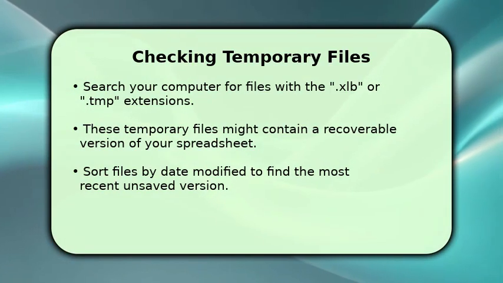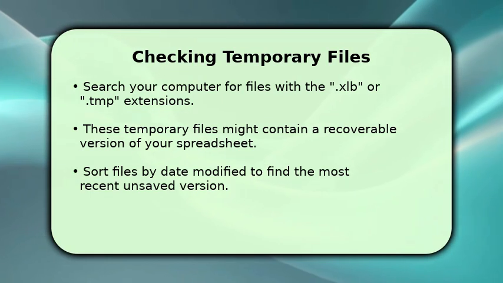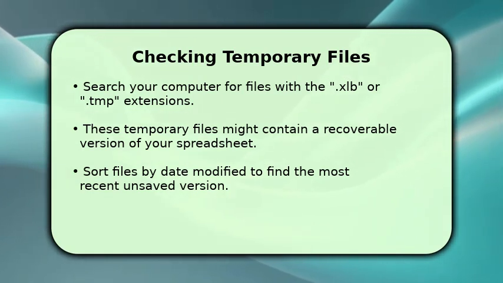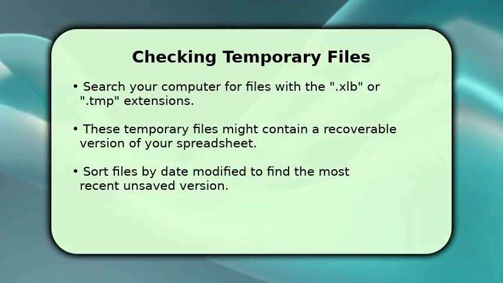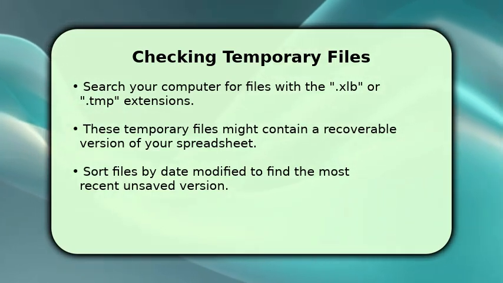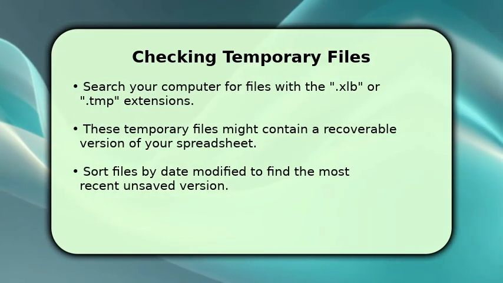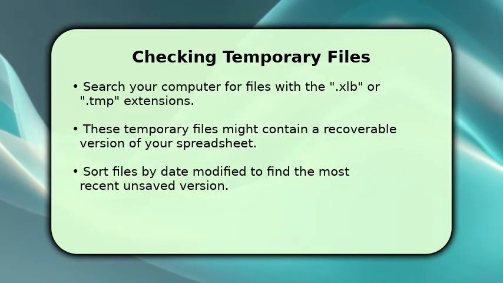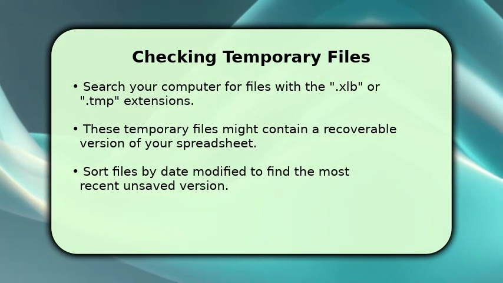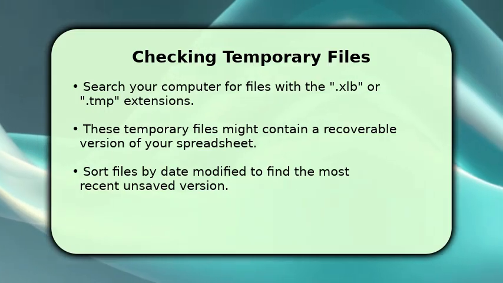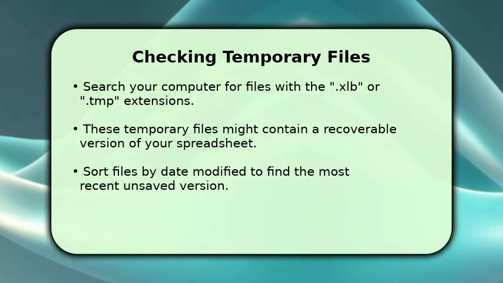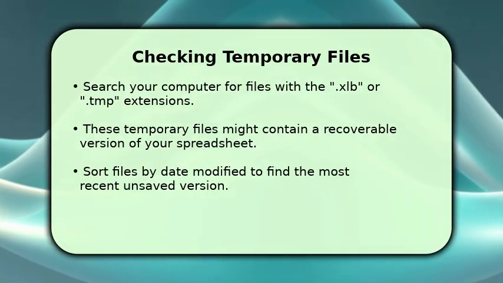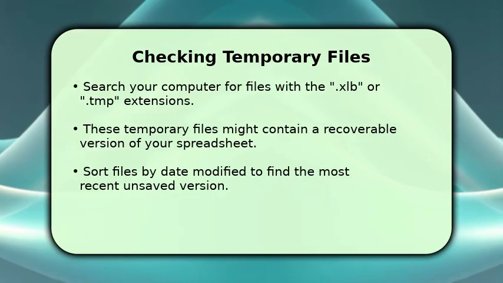If Auto Recover doesn't immediately yield results, don't worry. You can also search your computer for temporary Excel files. Look for files with extensions like XLB or TMP in your system's temporary folders. These files are often hidden, so ensure you have Show Hidden Files enabled. Sorting them by date modified can help you quickly pinpoint the most recent version of your unsaved work.